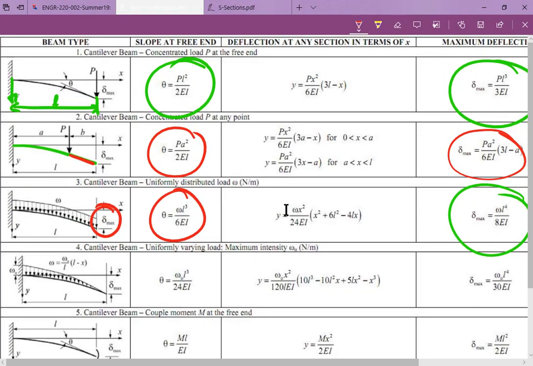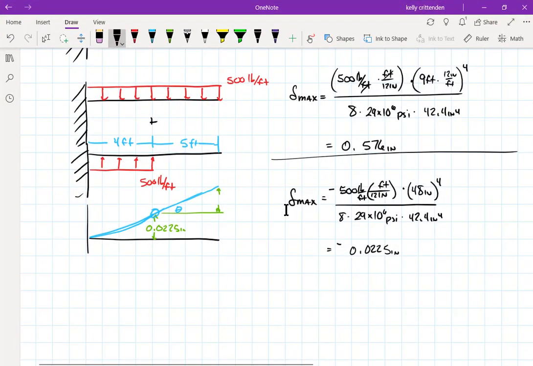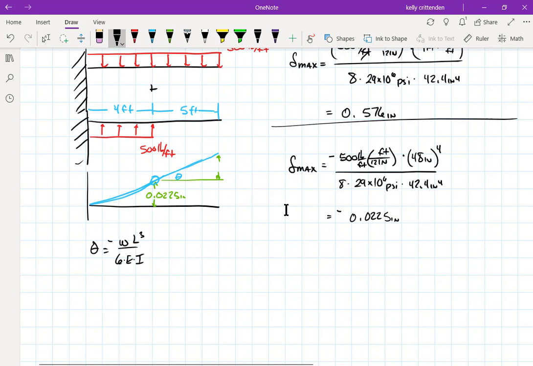So this one we need WL cubed over 6EI. So that's the slope at the end of a distributed load. WL cubed over 6EI. And this was going to be sloping upwards, so maybe you think of this as a negative because they assigned sloping downwards as a positive.